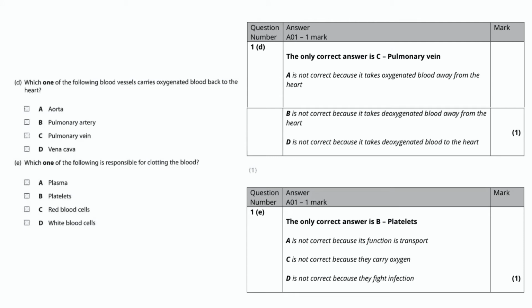The first couple of questions then are 1 mark questions and they're multiple choice. So the first one is, which one of the following blood vessels carries oxygenated blood back to the heart? So if it's oxygenated blood going to the heart, we know that it must be coming from the lungs. And if it comes from the lungs, it's got to have the word pulmonary in. So therefore, it's got to be the pulmonary vein. Pulmonary because it's the lungs, vein because it's going towards the heart.